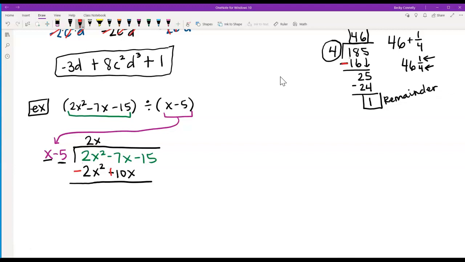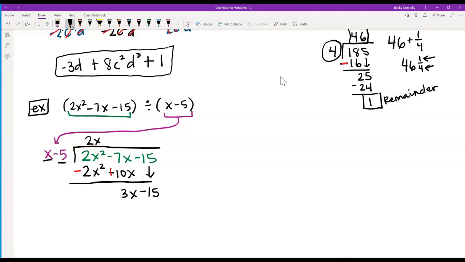Okay, and then go ahead and combine those together. We can see the 2x squared minus 2x squared. There's no x squareds left. But then the next part, negative 7x plus 10x gives me a positive 3x. All right, so we had what was left over when we subtracted. Now we've got to bring down the next term. So we'll bring down that minus 15. All right, and then we'll start the process over again.